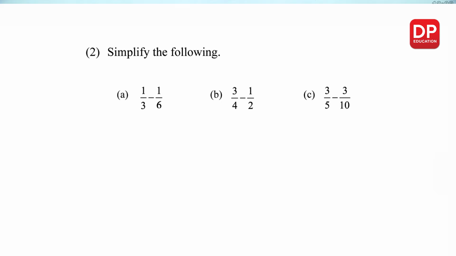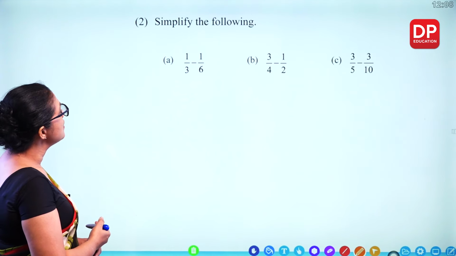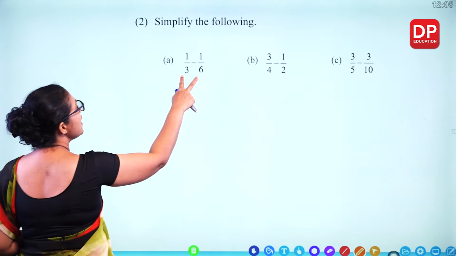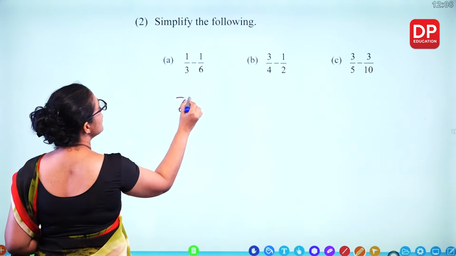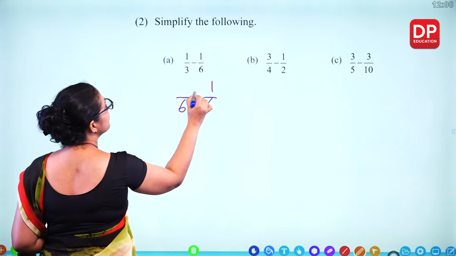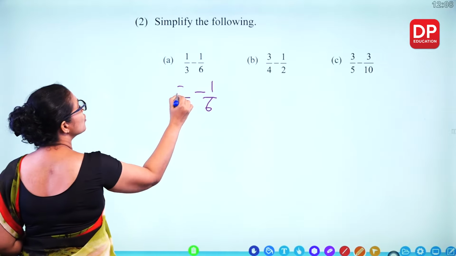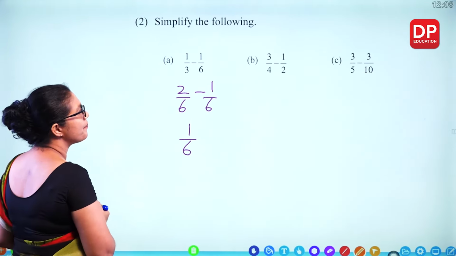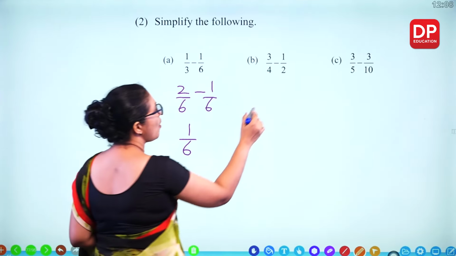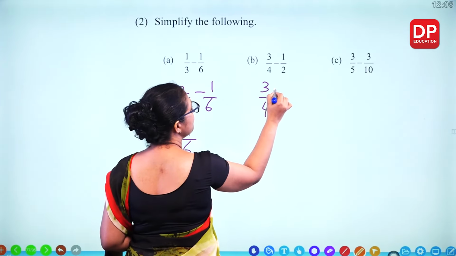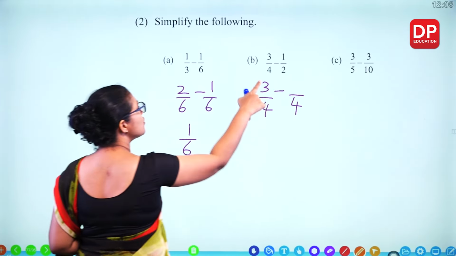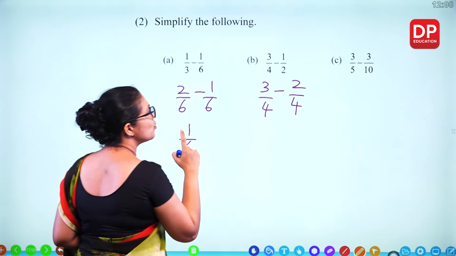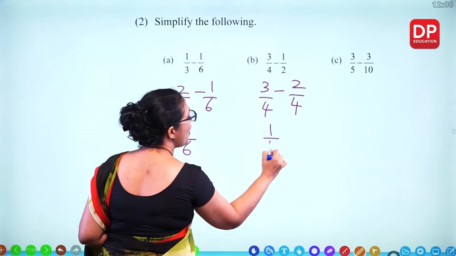Simplify the following. Now, different denominators you have to convert to the same thing. So 3 and 6, you can convert to 6. Multiply by 2. So that's 2. 2 minus 1. You get 1. 4 and 2, what's the common one? 4. You can convert to this 4. 2 times 2, 4. 2 times 1, 2. 3 minus 2 is 1.